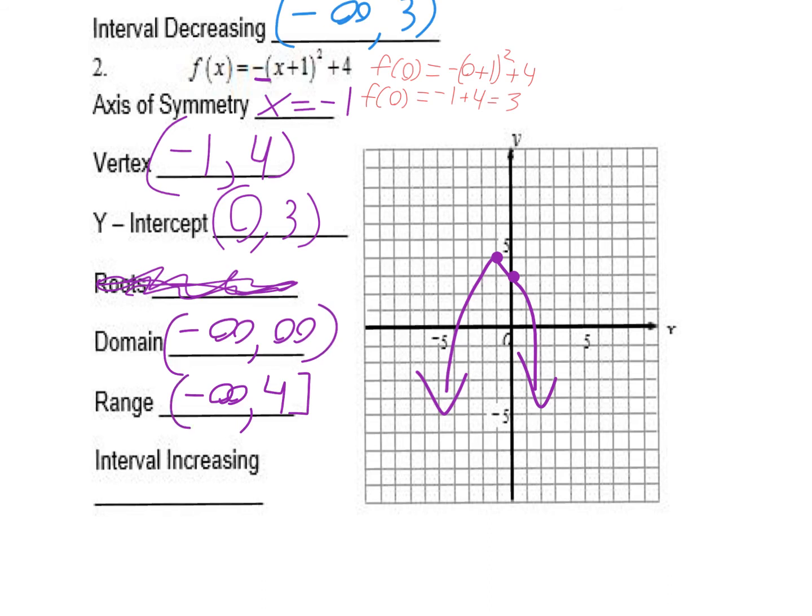Increasing interval, again, our increasing and decreasing intervals are based off our x values. So for our increasing interval, we go from left to right, so from x equals negative infinity all the way until x equals negative 1, we have an increasing interval. So negative infinity to negative 1. The decreasing interval got cut off, but it would just be from negative 1 to positive infinity. That's number 2 for us.